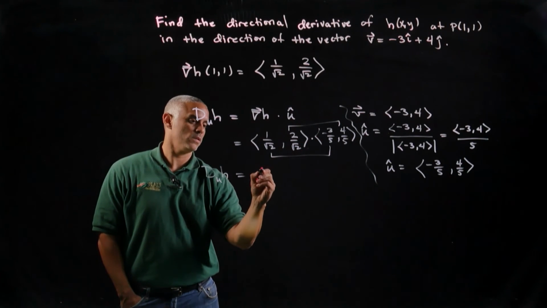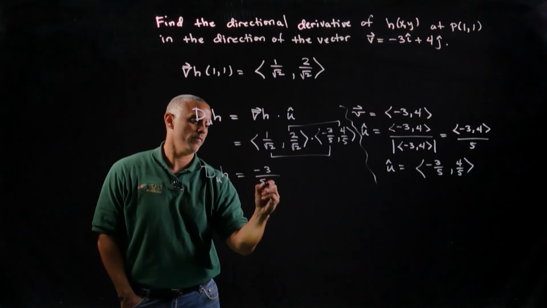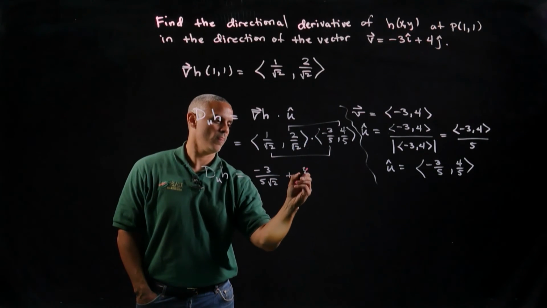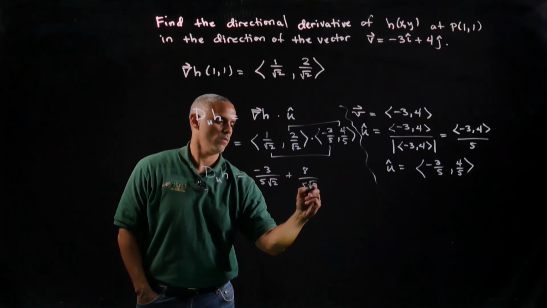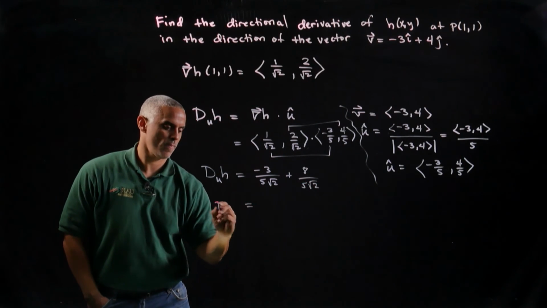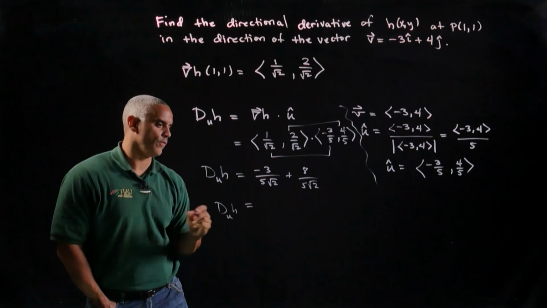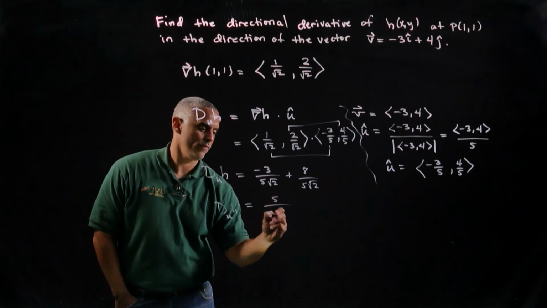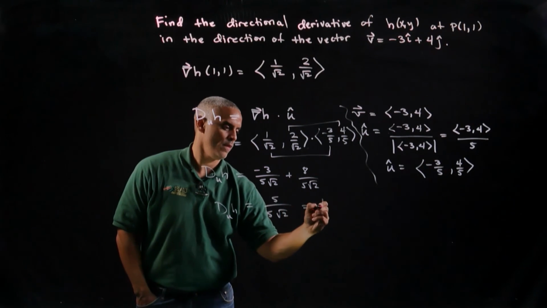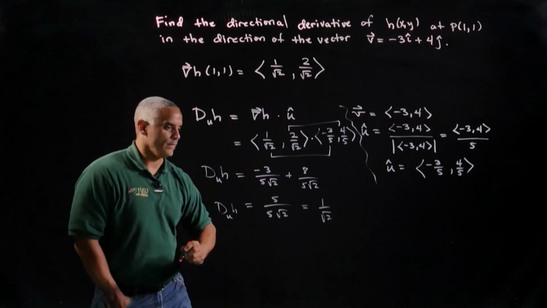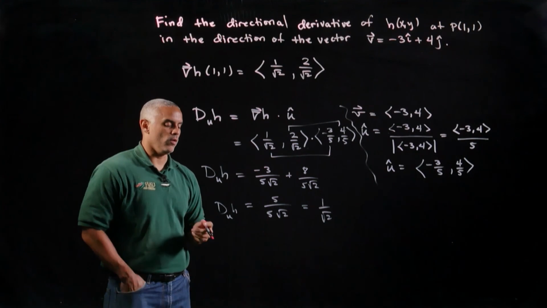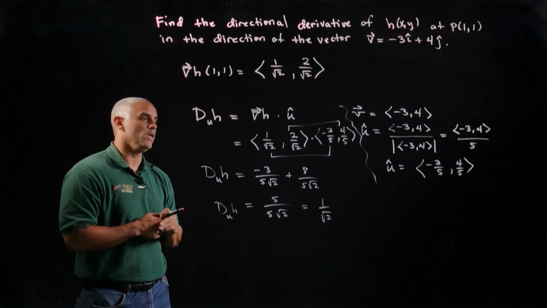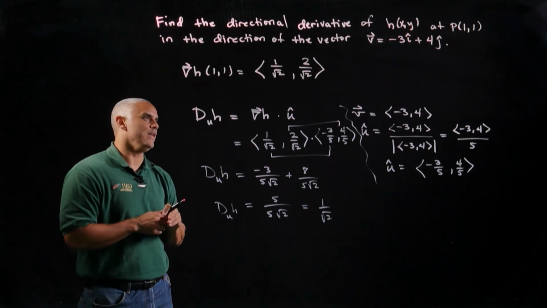So I'll write this as -3 over 5 root 2 plus 4 times 2 is 8 over 5 root 2. And if I combine my terms, I get that the directional derivative of h in the direction of u is going to be 8 minus 3, or 5 over 5 root 2, or if I simplify, I just get 1 over root 2. And remember, it's a derivative, so it's just telling me basically my rate of change if I head off in that direction, -3, 4.